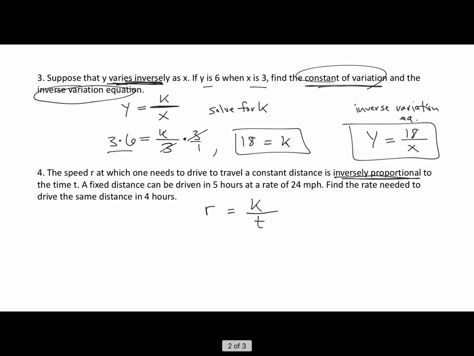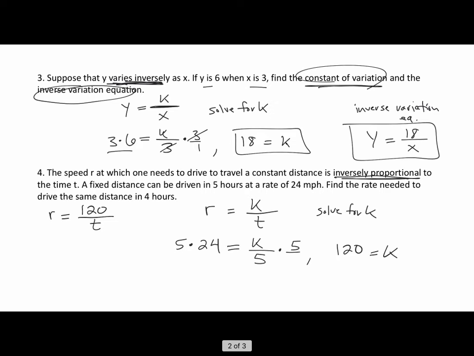Then we can solve for k with the next information. The fixed distance can be driven in 5 hours, so that's t, 5 hours, at a rate of 24 miles per hour. So this allows us to solve for k. If it's divided by 5, then we multiply 5 to both sides of the equation. 5 times 24 is 120, so k equals 120. And that will complete my inverse variation equation. The rate is 120 divided by the time.